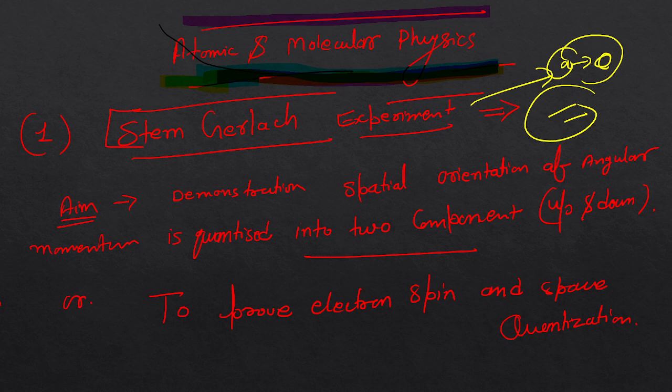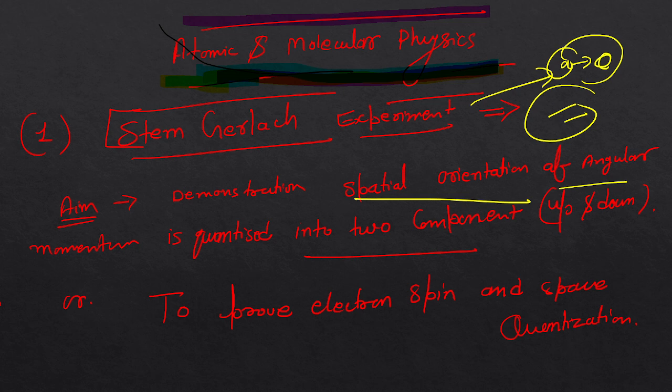So what was the aim of this experiment? This experiment wants to demonstrate the spatial orientation of angular momentum. It means the angular momentum will not be oriented in just one particular direction, nor is it only one quantity; it can be quantized, meaning it can be separated or divided. The angular momentum which a particular atom has is because of its components. It has components, up and down, and through this experiment we also came to know that the electron spins.